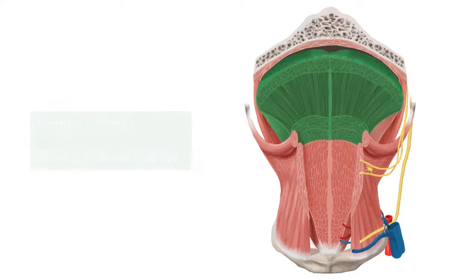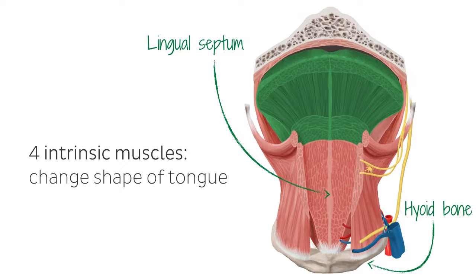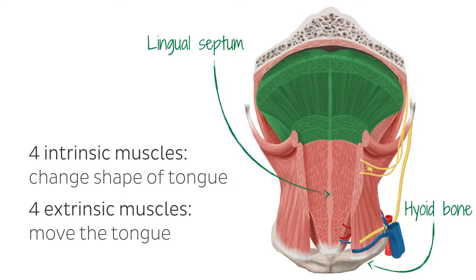So in the next image, we can see all of the tongue highlighted in green. It is separated into left and right halves by the vertical lingual septum, which underlies the median sulcus and continues down to attach to the hyoid bone. The tongue consists of 8 pairs of muscles, which are located bilaterally on either side of the lingual septum. 4 of these muscles are intrinsic muscles, which are located within the tongue itself and are highlighted here in this image. The other 4 muscles are located outside the tongue and are referred to as extrinsic muscles. The intrinsic muscles act to change the shape of the tongue, whereas the extrinsic muscles are involved in the movement of the tongue.